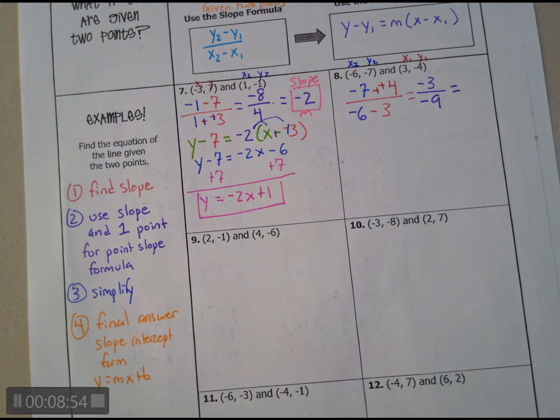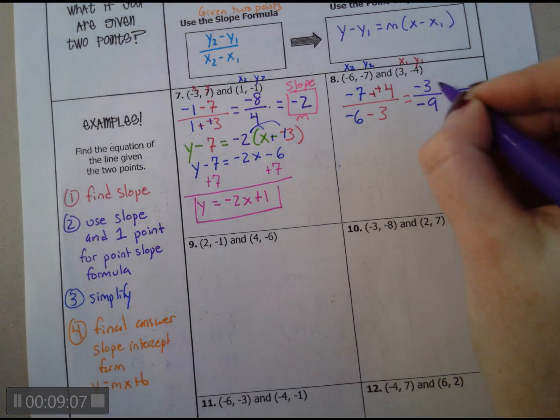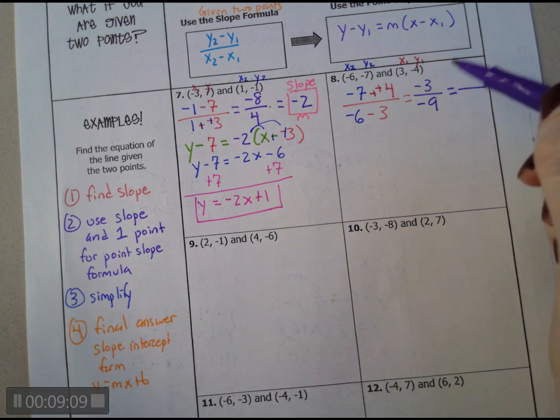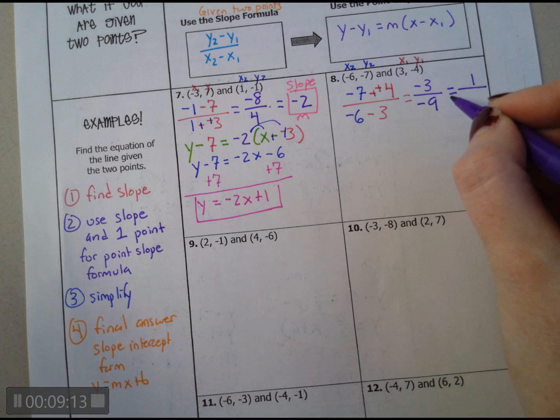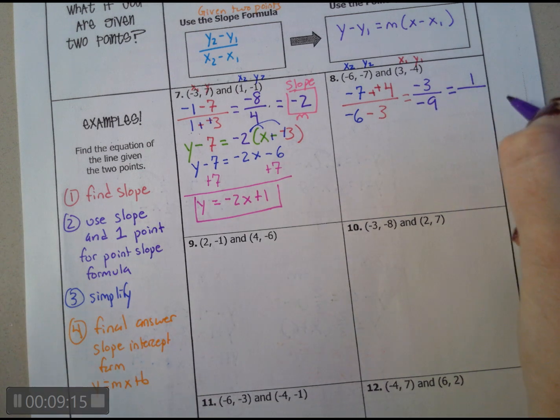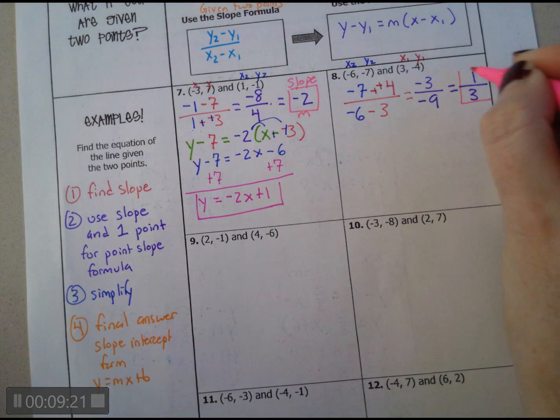Can this simplify? Of course it can. Why else would I put the equal sign? Alright, so negative will make it positive, and then we divide both sides by 3. So divide the top by 3 and you get 1. Divide the bottom by 3 and you get 3. So then our slope is 1/3.